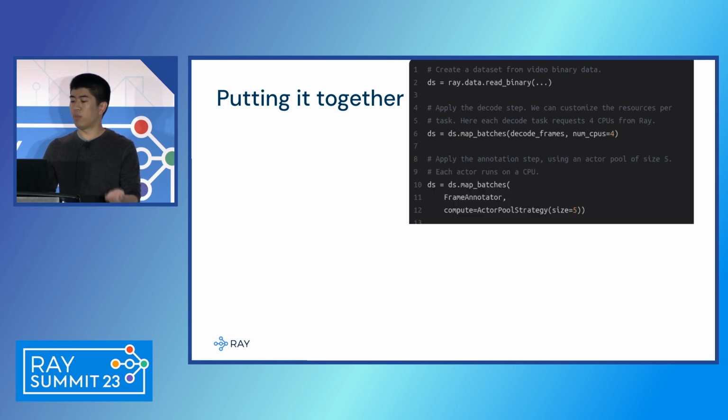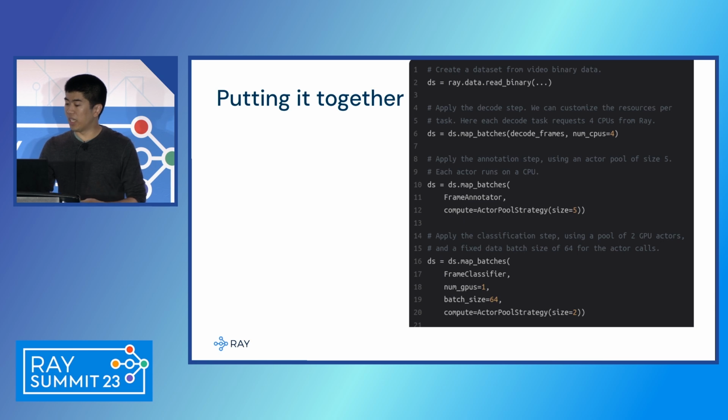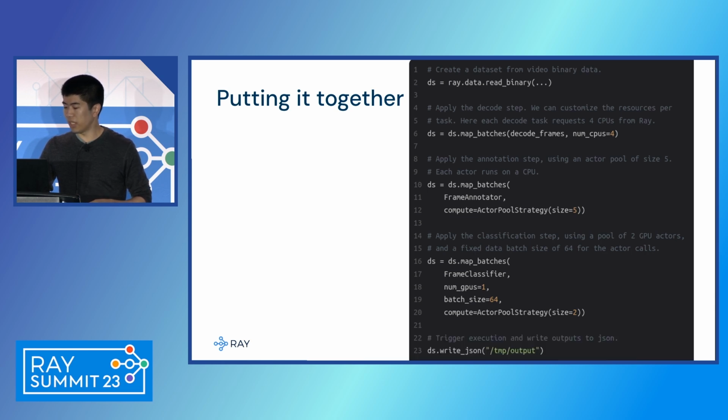Then I can run the model using a map transformation here with an actor pool of size 5. And then I can run the classification step with a different strategy if I want. For example, I can set GPU 1. I can set the batch size here, so tell Ray, make sure to batch the data into chunks of 64 for this GPU. And I can say, here I just want to use two GPUs for this step. And I can save the output.